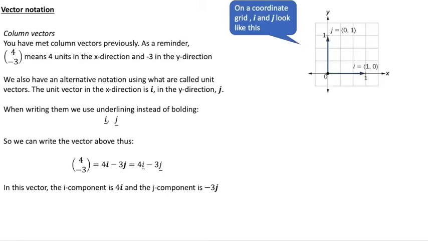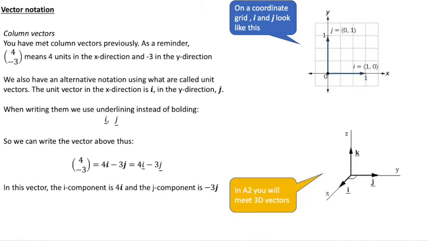If we were to put i and j on a coordinate grid, so if we make i come from the origin or (0, 0), then it's just one unit in the x direction, and similarly for j in the y direction. And in A2 you will meet 3D vectors, three-dimensional vectors, in which case we also have a component k which is in the z direction.